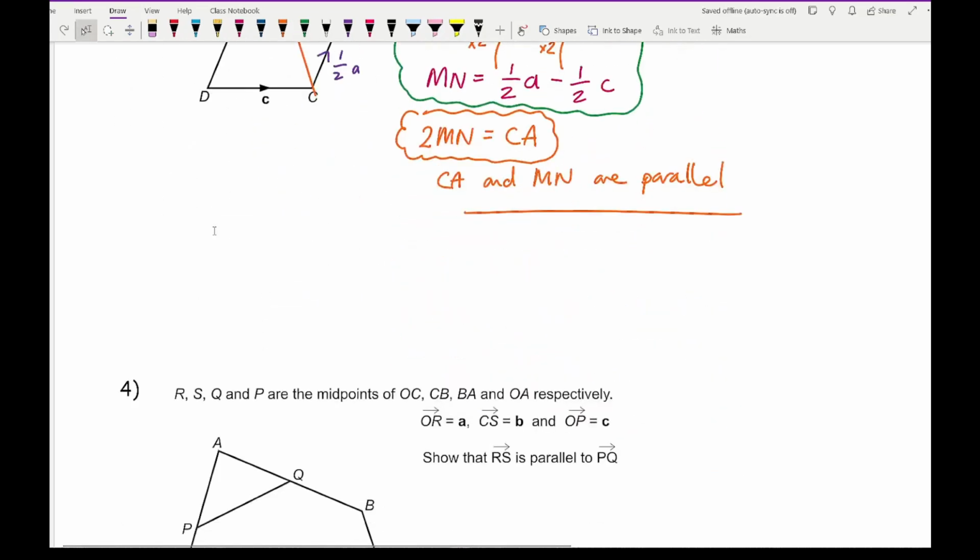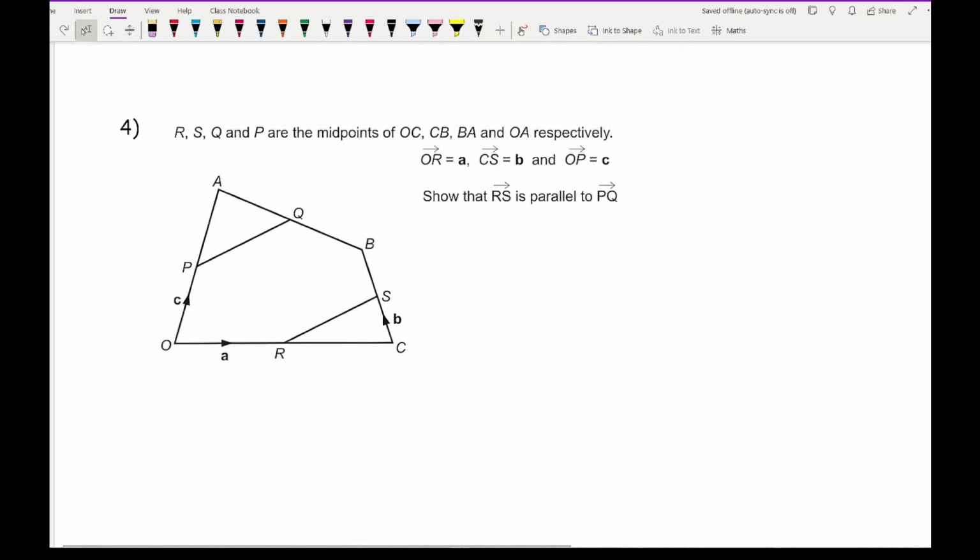Then moving on to question 4, it says R, S, Q and P are midpoints of OC, CB, BA and OA respectively. And it says O to R is equal to A, C to S is equal to B and O to P is equal to C, which is labelled on the diagram. And the question is asking us to show that RS is parallel to PQ.